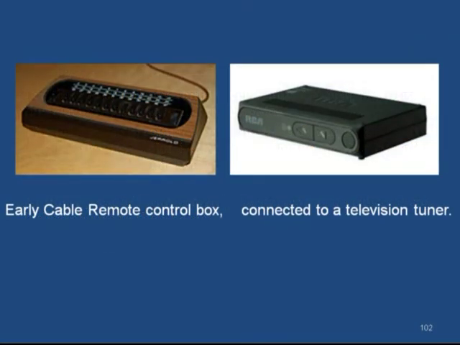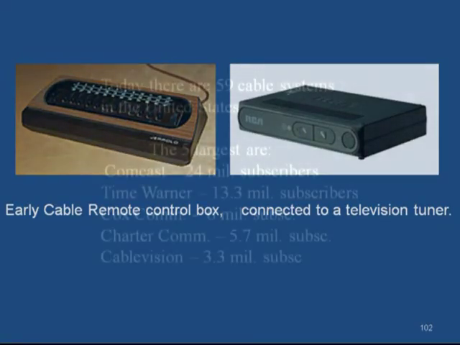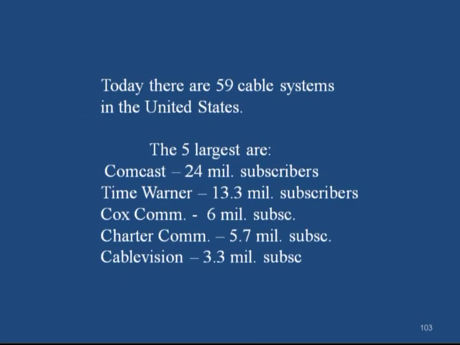Now, many of you remember this control box with a cable to the tuner. Today, there are 59 cable systems in the U.S. The 5 largest are Comcast with 24 million subscribers, Time Warner with 13.3 million subscribers, Cox Communications, 6 million subscribers, Charter Communications with 5.7 million subscribers, and Cablevision with 3.3 million subscribers. Now, there are, I would say, throughout this country, hundreds of smaller community cable systems, but these are the primary ones.